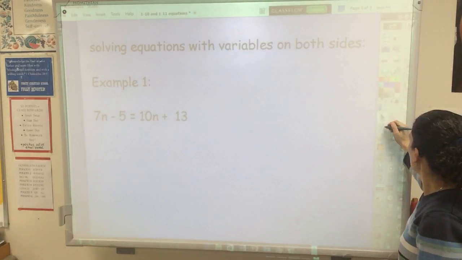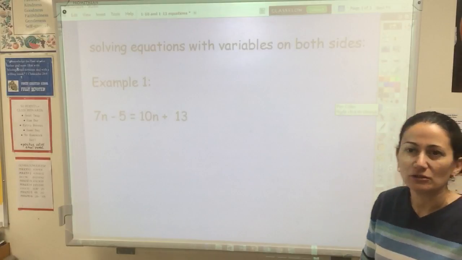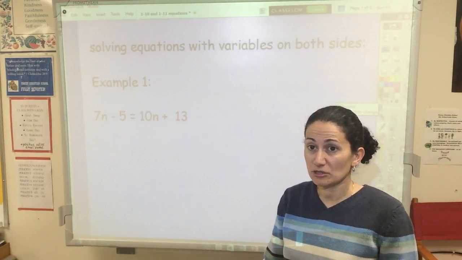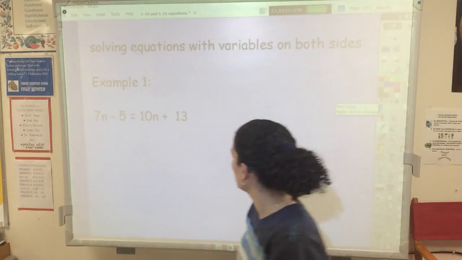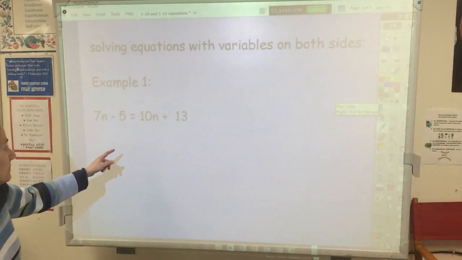Today I am going to show you how to solve equations with variables on both sides of the equation. Take this first example. I'd like you to make sure you're writing it down in your notes, and I'm going to show you a few different ways that you can solve an equation such as this one.